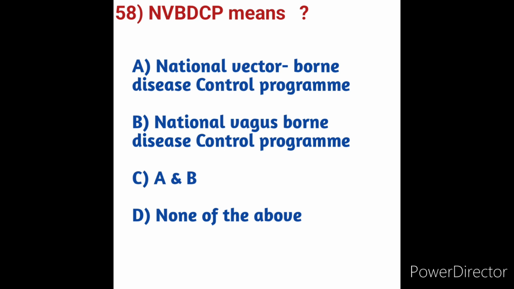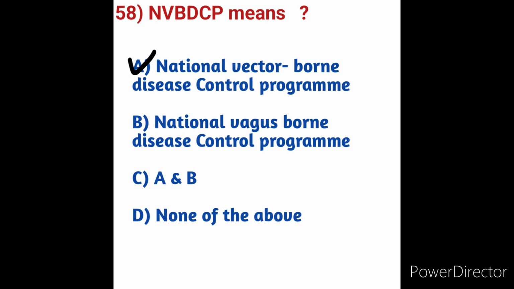The Directorate of National Vector-Borne Disease Control Program, NVBDCP, is the central nodal agency for prevention and control of 6 vector-borne diseases. The vector-borne diseases: malaria, dengue, lymphatic filariasis, Kala Azar, Japanese encephalitis and Chikungunya. So here NVBDCP means National Vector-Borne Disease Control Program.